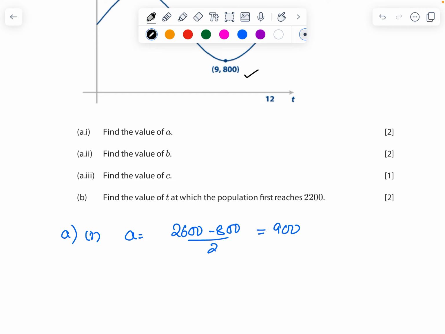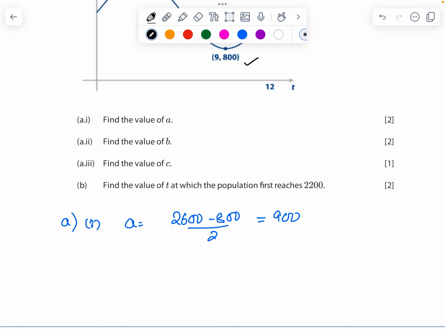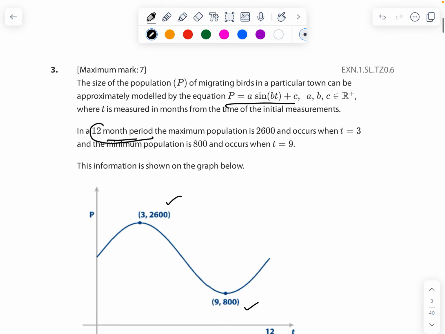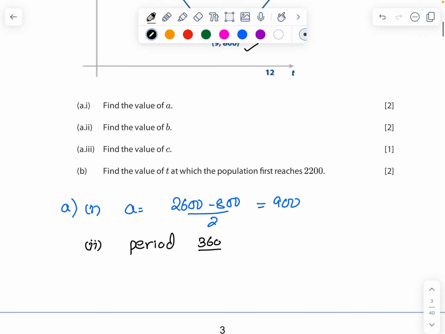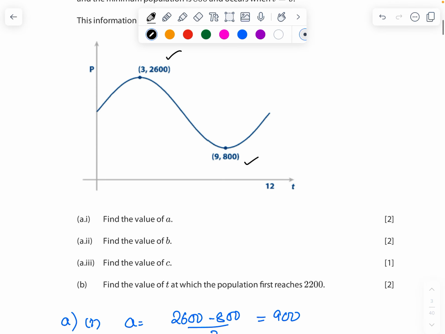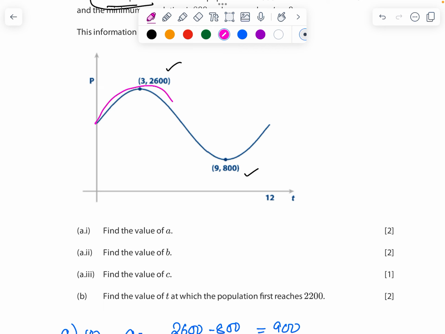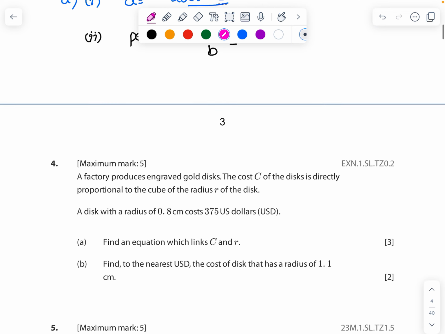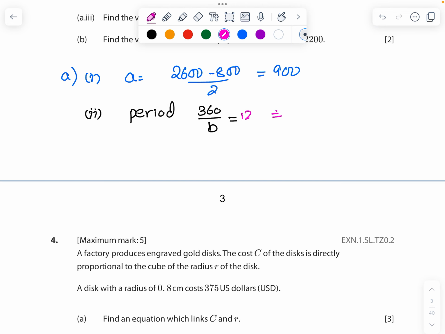Now, next part, what is being asked? Find the value of B. For the value of B, we know it is a sine curve. Sine curve's period is going to be 360 divided by B. But we can see that this graph completes one full cycle from 0 to 12. So the period is going to be 12. So this gives me the B value: 360 divided by 12, which is 30.